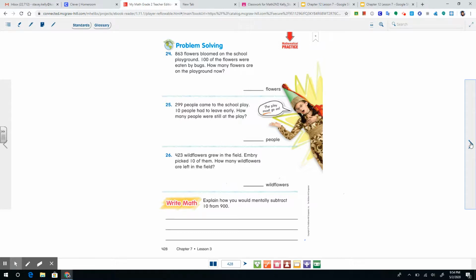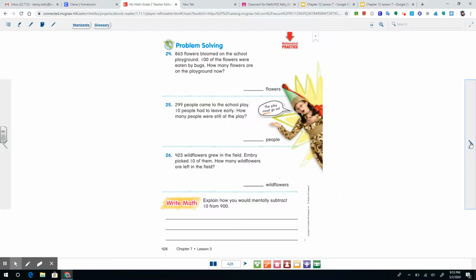The last page is problem solving. Problem 24 says 863 flowers bloomed on the school playground. 100 of the flowers were eaten by bugs. How many flowers are on the playground now? So you're going to go 863 minus 100. Number 25, 299 people came to the school play. 10 people had to leave early. How many people were still at the play? So you're going to take 299 and you're going to subtract 10.